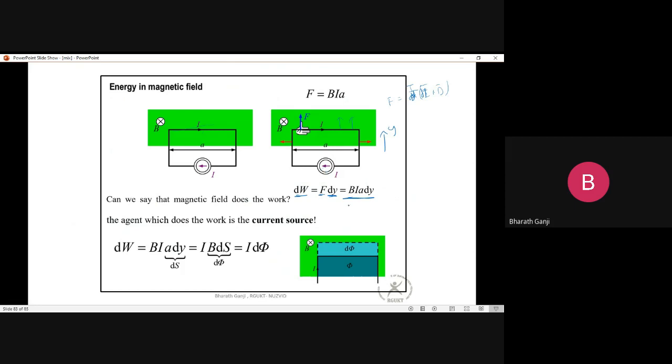In fact, if you see this work done, I can rearrange the equations here. B into I into a into dy, where a is this area and dy is the extra distance you have traveled. So a into dy is nothing but the extra area you have covered when you move up. This extra area into the magnetic field is nothing but the extra flux. So I can say that the energy lost, when work is done, is nothing but the current times the amount of flux change that has happened.